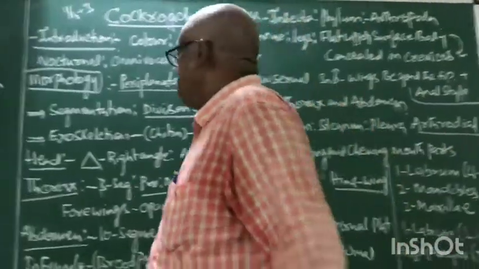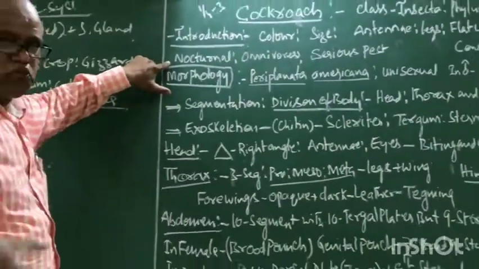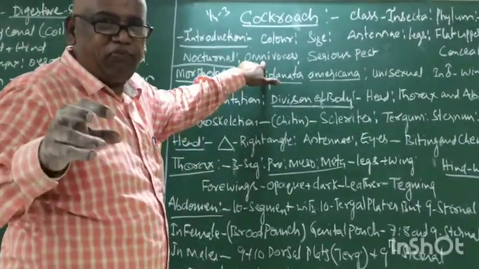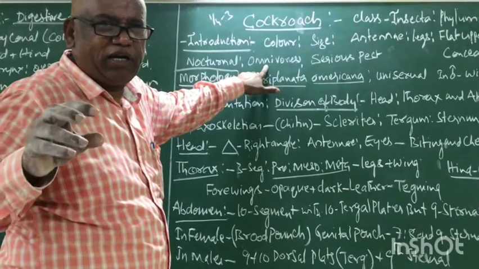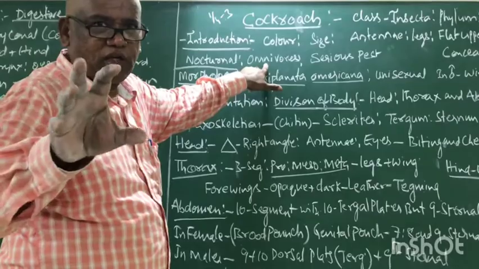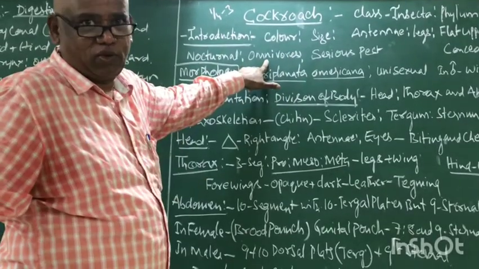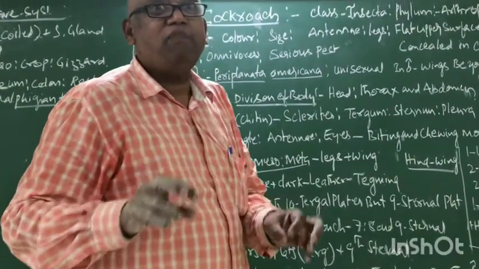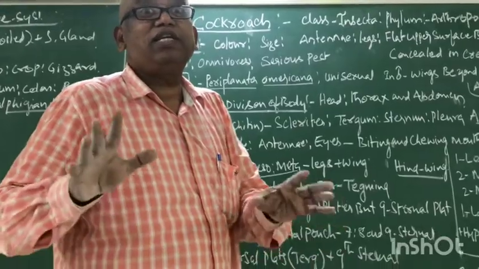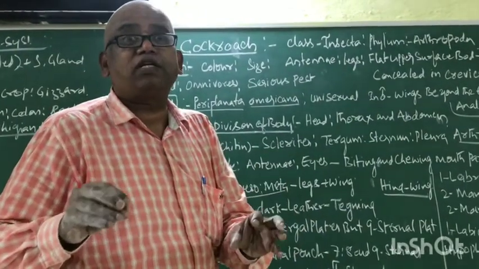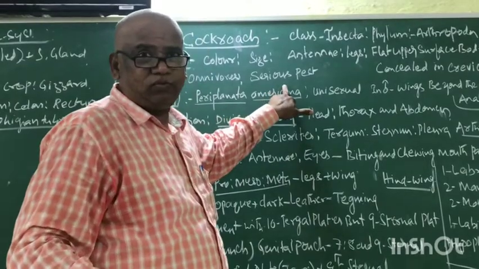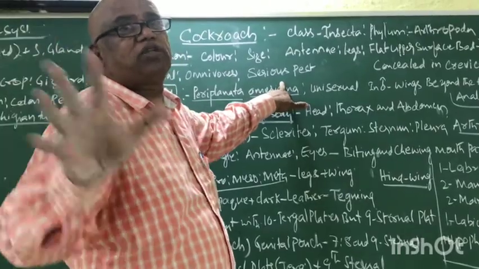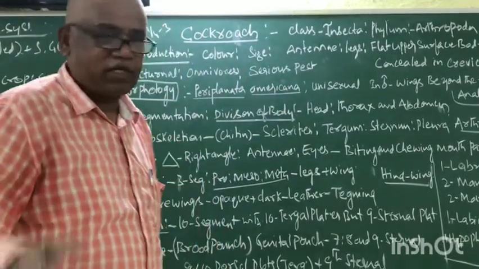Right. Now it is nocturnal. It is very active during night. Omnivorous. It will feed on everything. Not herbivorous, not carnivorous. Next, it is a serious pest. It damages the food items, and also it is a vector to carry many pathogens from one person to another person, causing infection. Now this was a little bit of introduction.